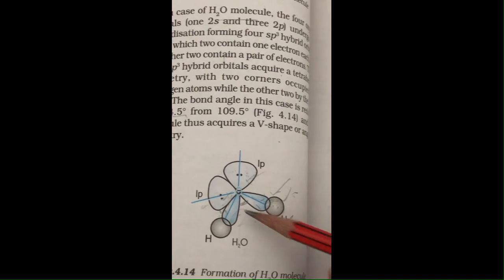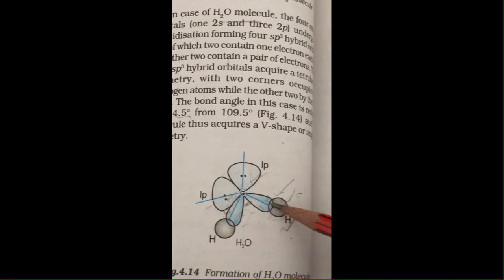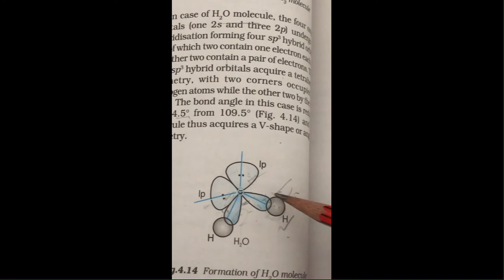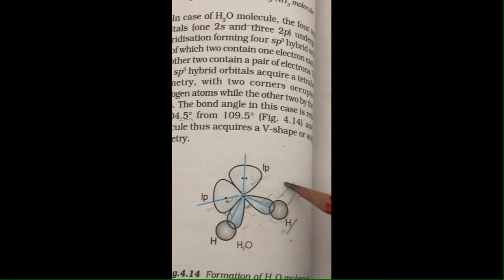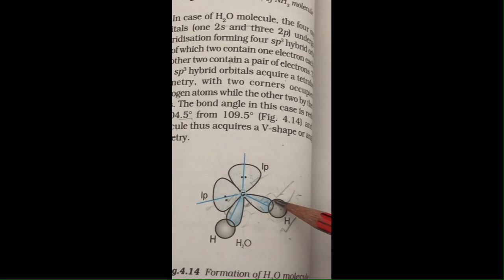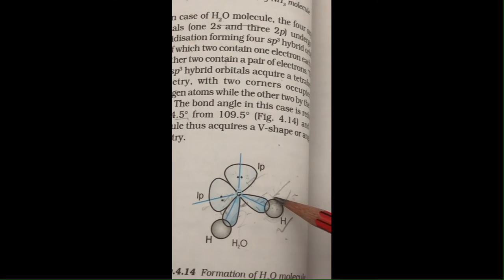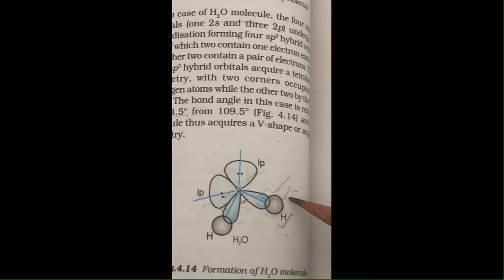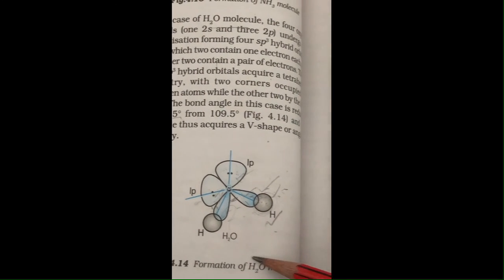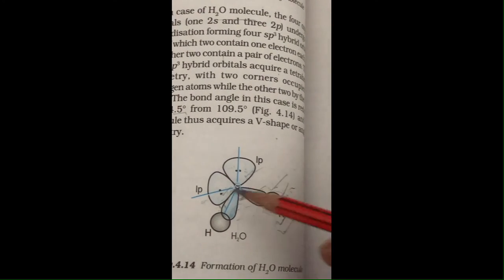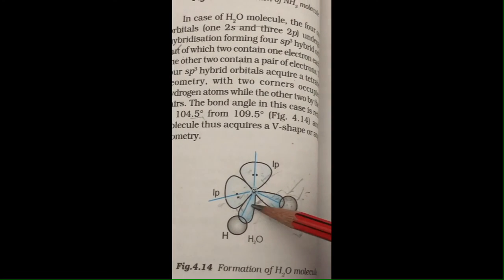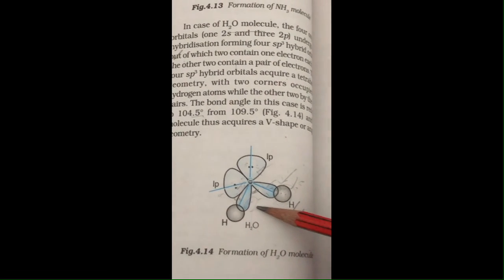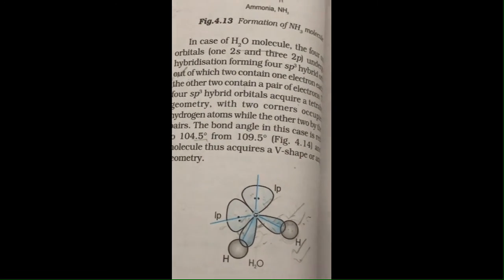In this diagram, the half filled sp3 hybrid orbitals are going to show overlapping with the atomic orbital of the hydrogen atom, and result in the formation of the water molecule structure, in which because of these repulsions the bond angle reduces to 104.5 degrees from 109.5 degrees.